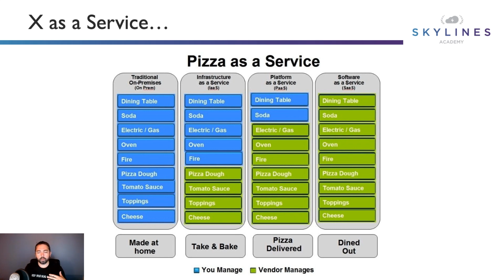And then another model for pizza is take and bake, right? This is where you go to, say, a store and you pick it up and then you bake it at home. So now you're not responsible for buying the cheese, the toppings, the tomato sauce, the pizza dough. You buy that all pre-assembled for you. You're still responsible for cooking the pizza in your oven or the appliance of choice, basically. So that's kind of the next way, right?